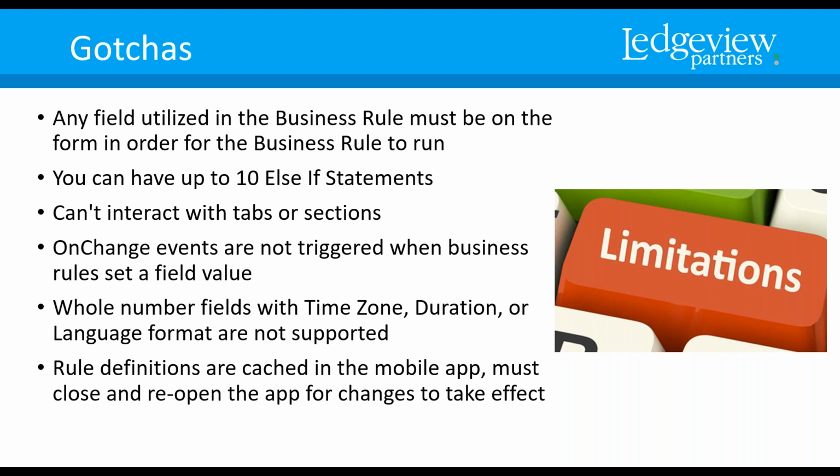Some major gotchas. Any field utilized in the business rule must be on the form in order for the business rule to run. If it doesn't, it's not going to give you an error. It's just not going to run. You could have up to 10 else-if statements. You can't interact with tabs or sections. On-change events. So JavaScript on-change events are not triggered when business rules set a field value. Whole number fields with time zone, duration, or language format are not supported. And rule definitions are cached in the mobile app, so you must close and reopen the app for changes to take effect.